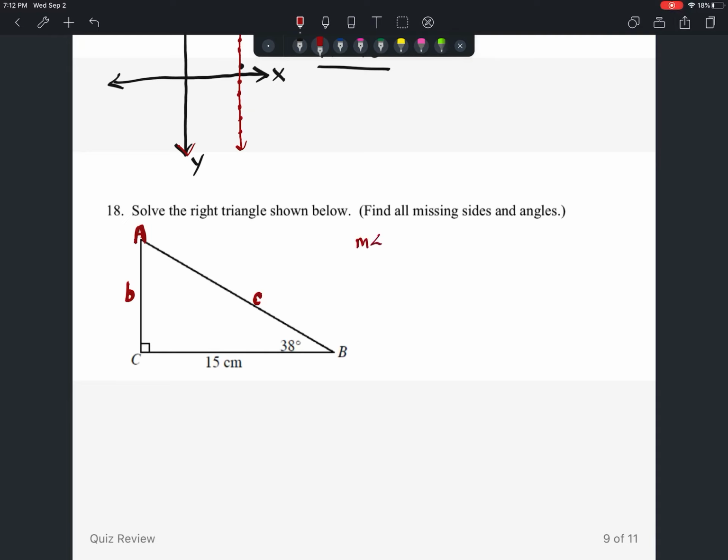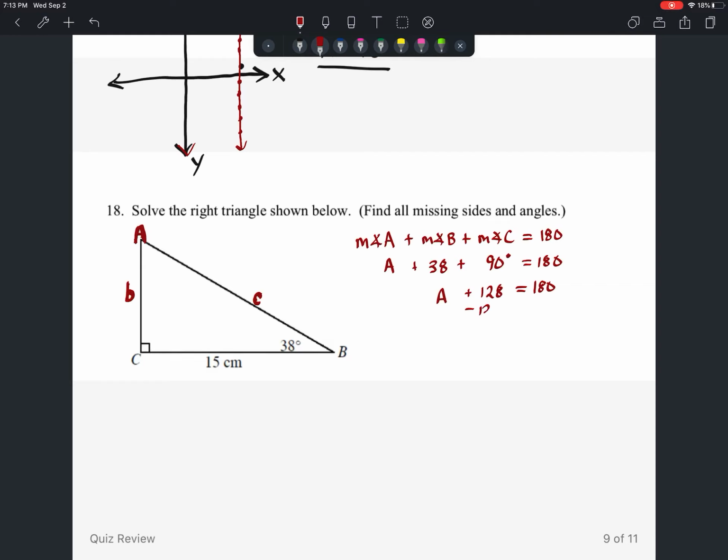We know that the measure of angle A plus the measure of angle B plus the measure of angle C should equal 180 degrees. And we know that C is 90, we know that B is 38, and we don't know what angle A is, so we'll just call that A for now. So if we add them all together, we have what? A plus 128 is equal to 180.